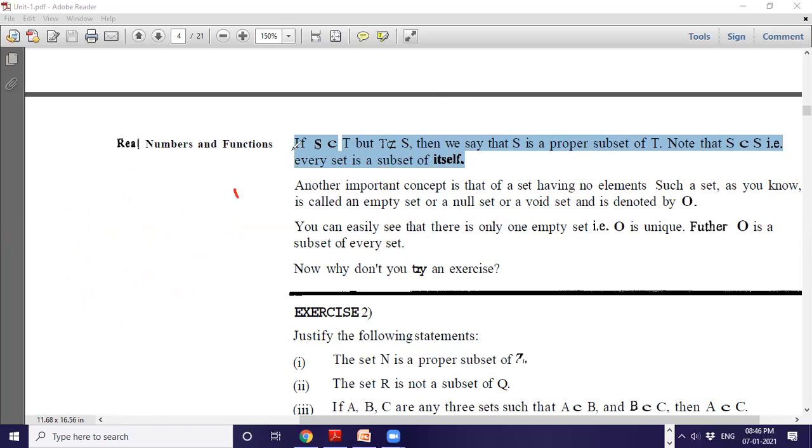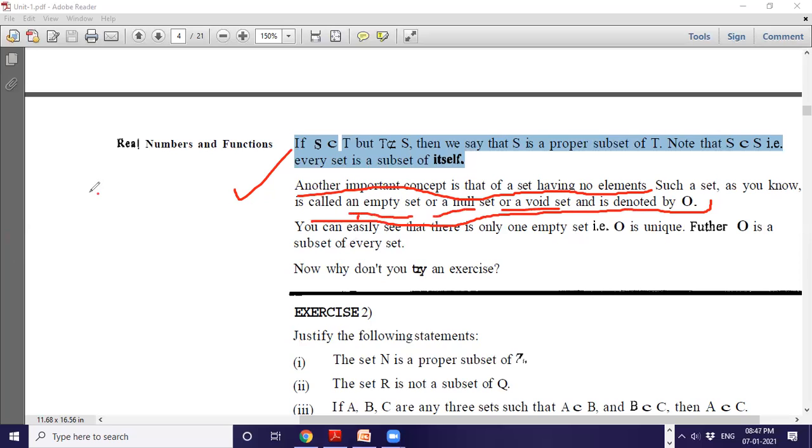Okay, I'm coming to the next point. Another important concept is that a set having no elements. Such a set is called an empty set or a null set or a void set and is denoted by this. एक ऐसा सेट जिसमें कोई भी एलिमेंट नहीं है, okay, no elements exist, then that is known as empty set or null set or a void set.